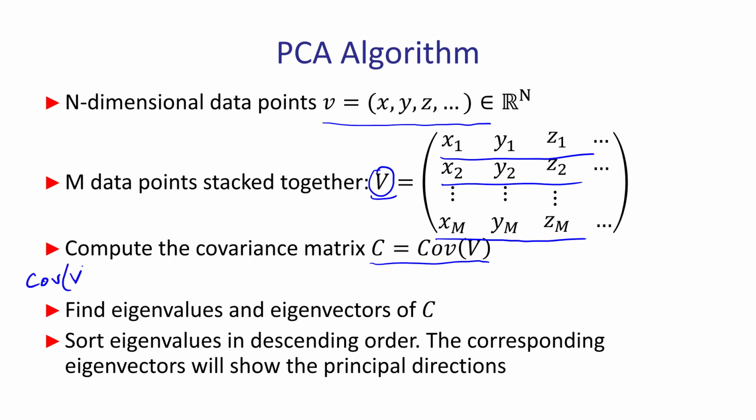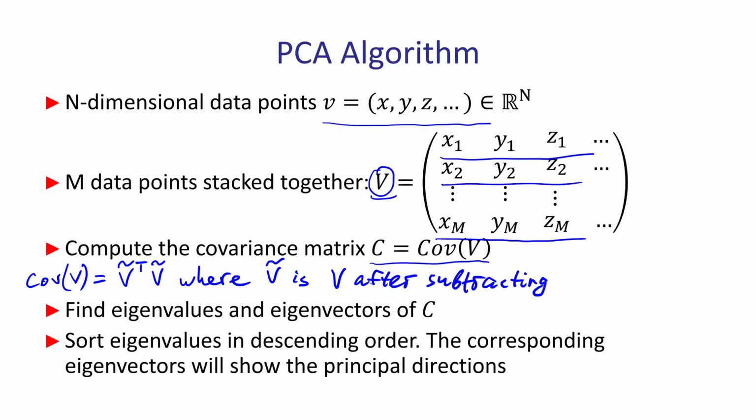Covariance of V could be computed as the multiplication of V tilde transpose by V tilde. Now, V tilde is computed from the matrix V. So now let's explain what it includes. It is the matrix V after subtracting from each column its average.